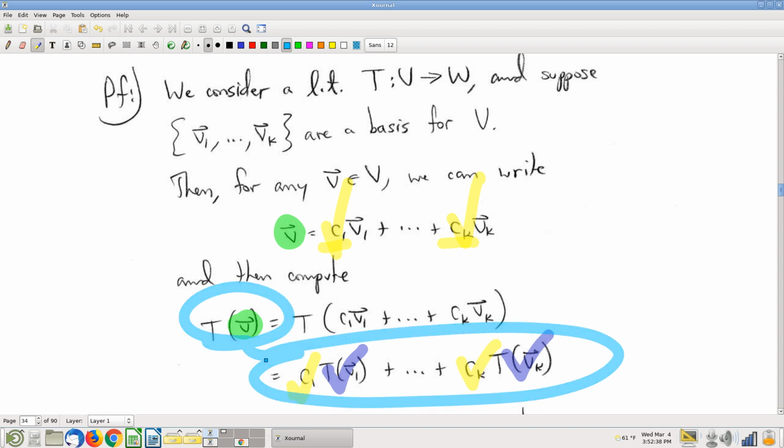There's the formula. I mean, it's mysteriously easy, right? You give me an image of a basis, and then any other vector you give me, I can compute the value of the linear transformation by just following this process. Compute the coordinates, take that corresponding linear combination of the given images, and done. Almost seems too good to be true.